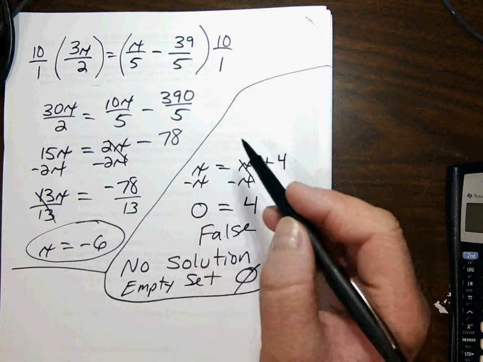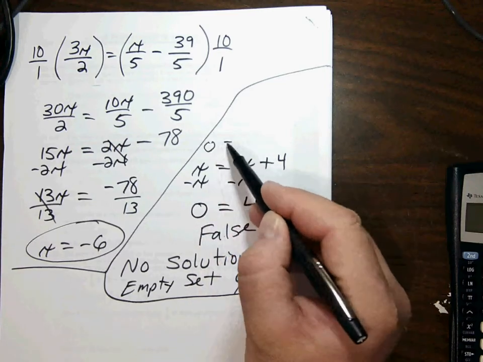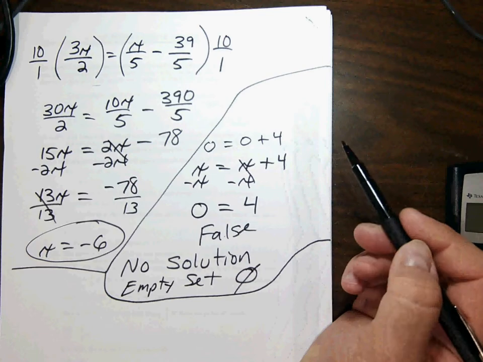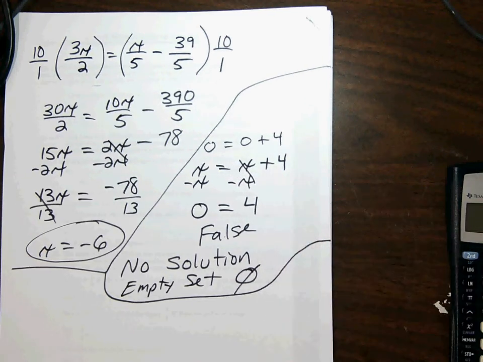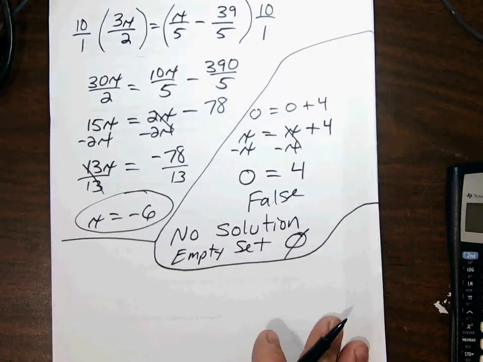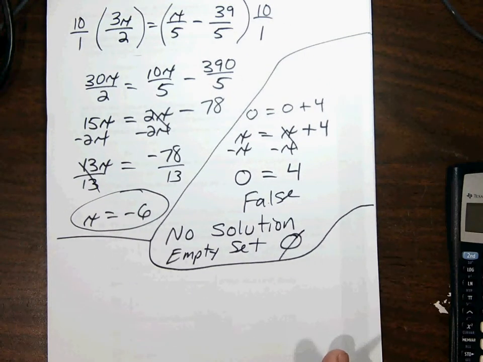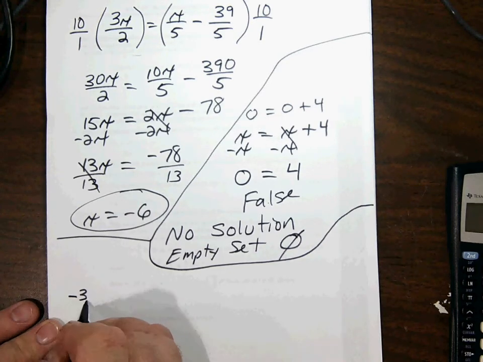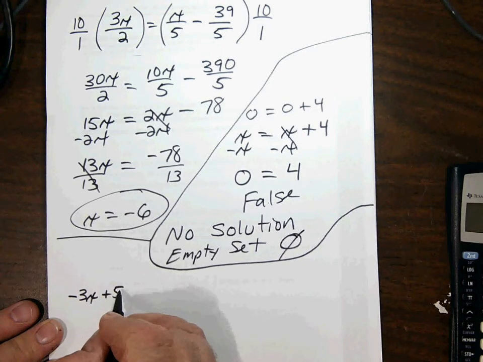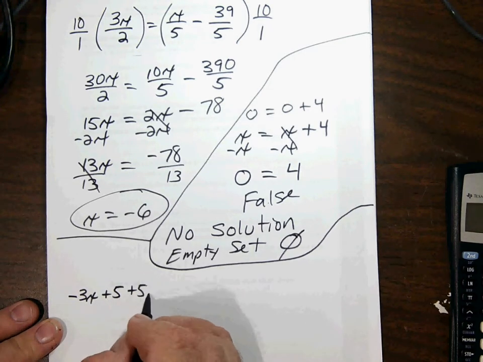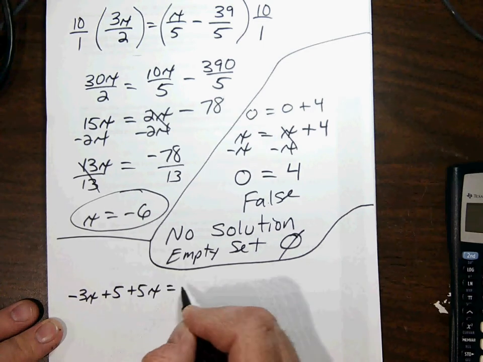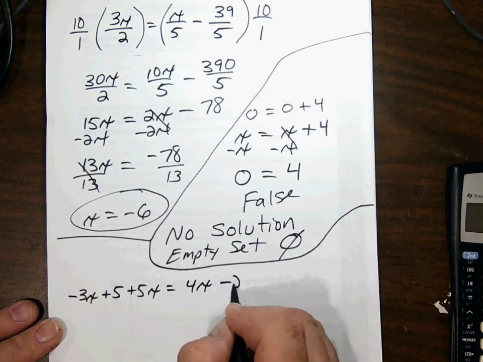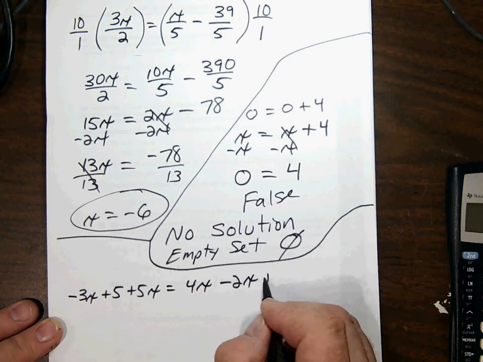If I put 0 in here, that's not going to work. 0 equals 0 plus 4, supposedly? No, that's not going to work. Nothing is going to work. No number, an empty set. Okay? That's one extreme. Here's another extreme. Another extreme is something like this problem here: negative 3x plus 5 plus 5x equals 4x minus 2x plus 5.